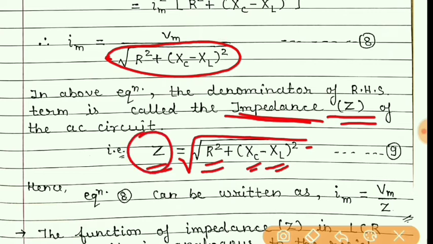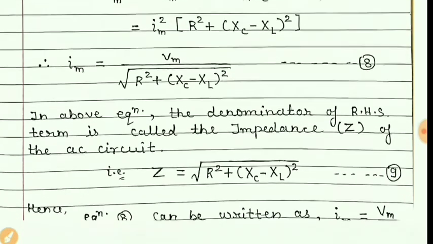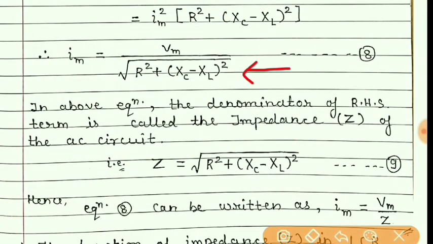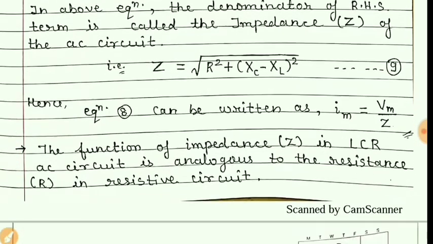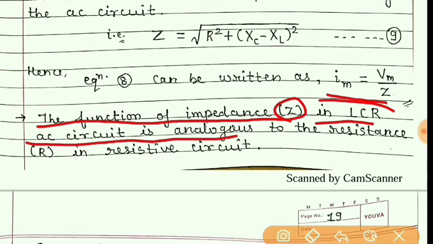The unit of impedance is the same as that of resistor. Now we have denoted this by Z, so now Im is equal to Vm upon Z, that I have written here. So students, once again, the function of impedance Z in an LCR AC circuit is analogous, that is similar, to the resistor R in a resistive circuit.